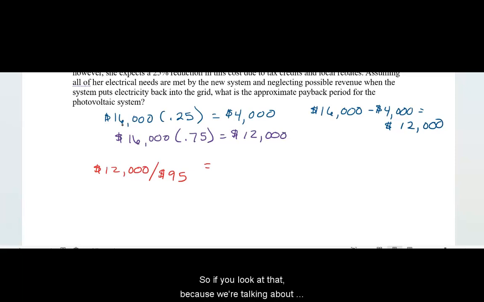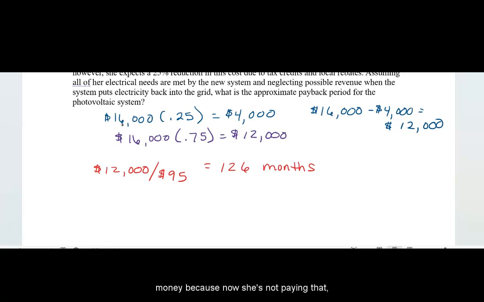So if you look at that, because we're talking about how long it will take, it would take 126 months for her to have basically paid back what she put into the system. After the 126 months, she will be saving money because now she's not paying that. But that's about 10.5 years. So not very soon. But nonetheless, over time, that would be a good savings.